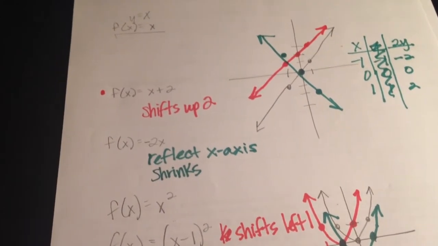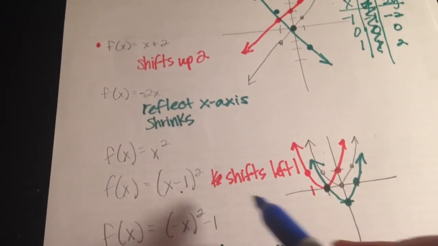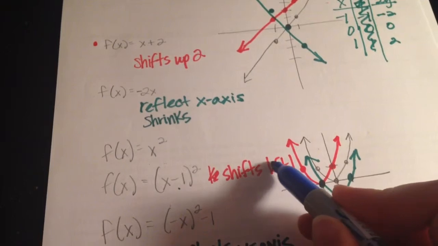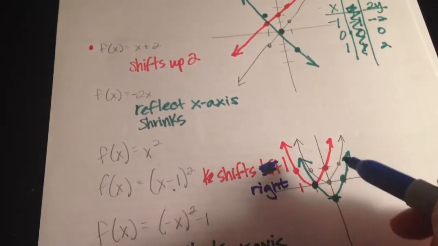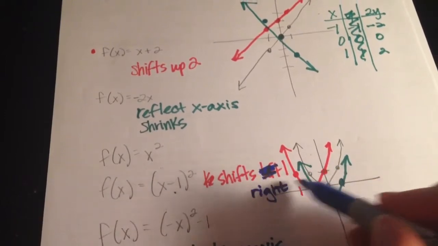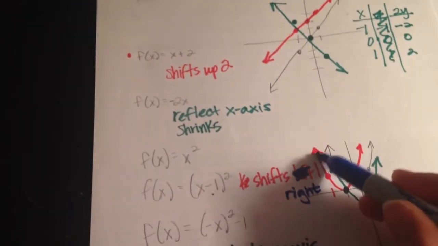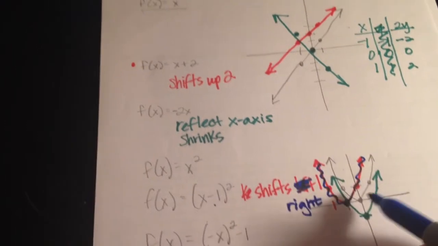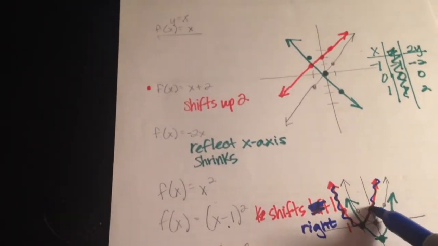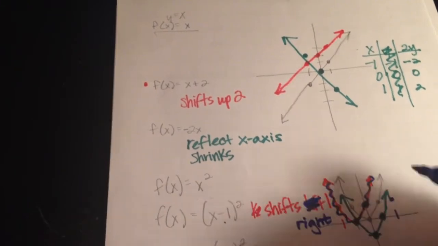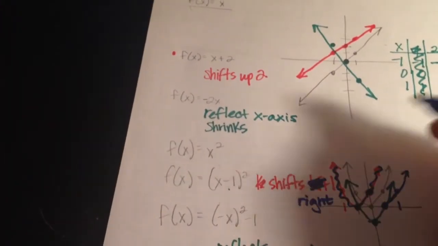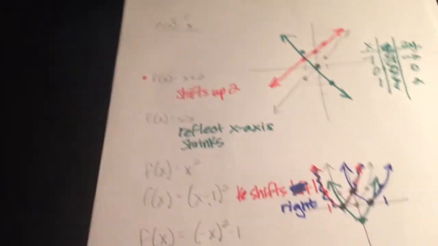Hey guys, I went back and checked and I was wrong on this one here. This should be shifts right 1. So ignore my red, okay? Ignore my red. All those points should have gone right 1. And there would have been my new parabola. Sorry about that.